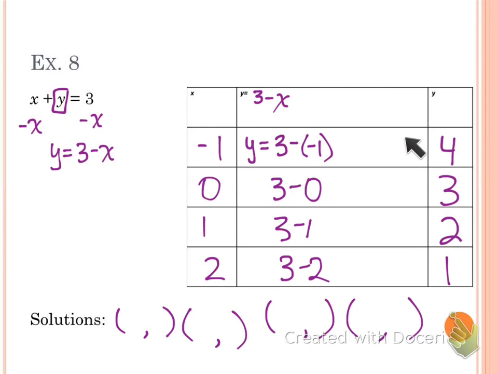Very good. X, comma, y, negative 1, 4 is one solution. Somebody new, raise their hand to tell me another one. Lexi. 0, comma, 3. Somebody else that I haven't heard from yet today? Ryan? 1, comma, 2. One more new volunteer. Danielle? 2, comma, 1. Wonderful. This does not mean that these are the only possible solutions, but based on the ones we picked for x, these are the solutions we ended up with.